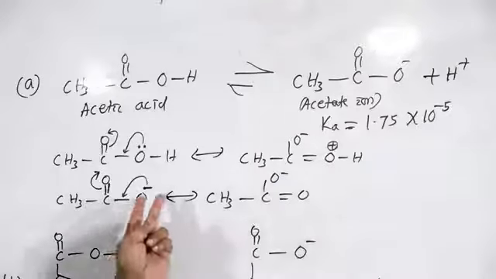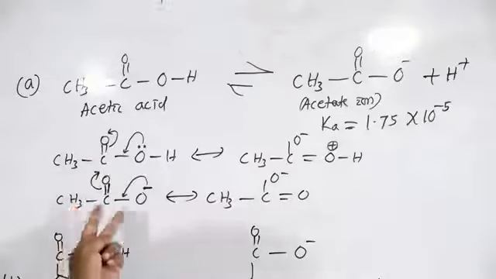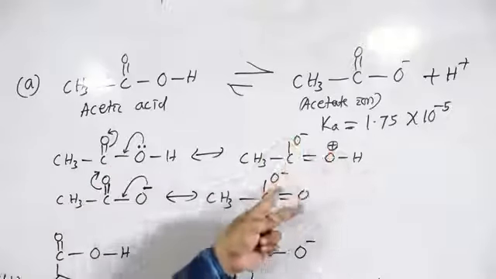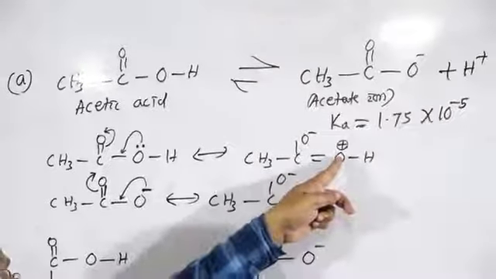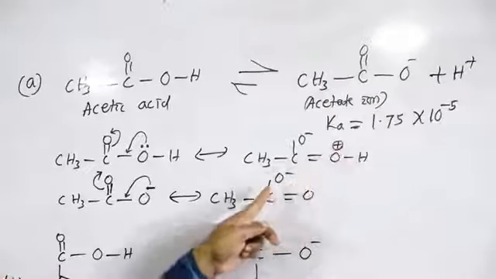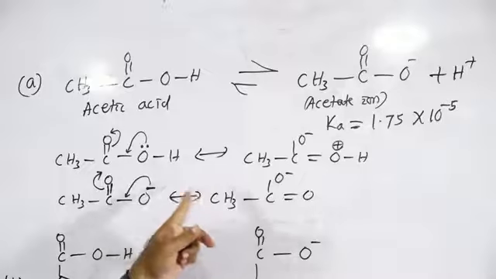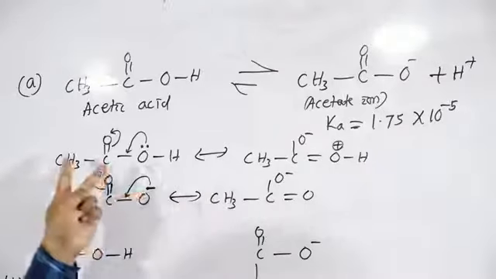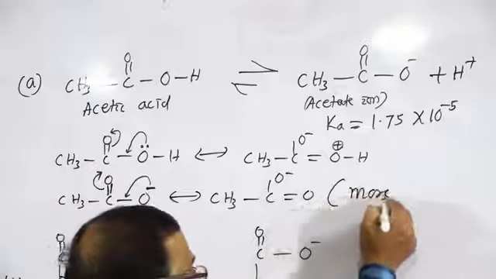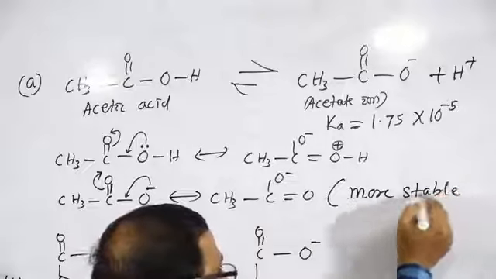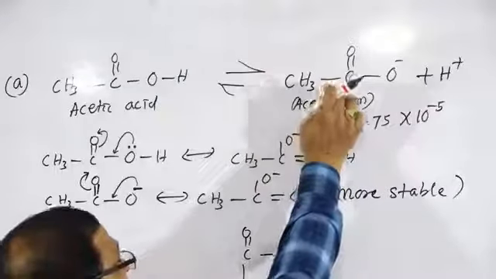So we have to compare the stability of the acetate ion and acetic acid. Which will be more stable? In this case, there is charge separation. In these two resonating structures, there is no charge separation. In this case, the more electronegative element, oxygen, contains positive charge. But in this case, both of the two structures contain negative charge over the more electronegative oxygen atom. Therefore, between acetic acid and acetate ion, acetate ion is more stable.